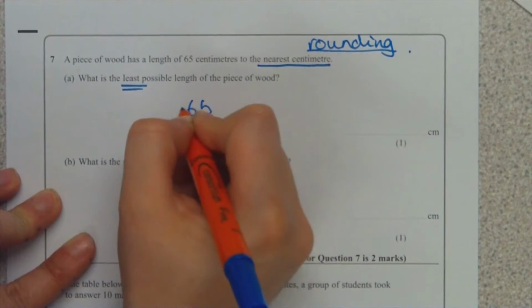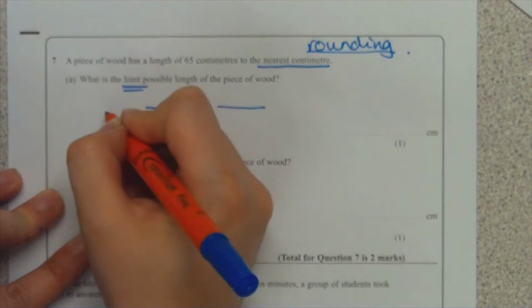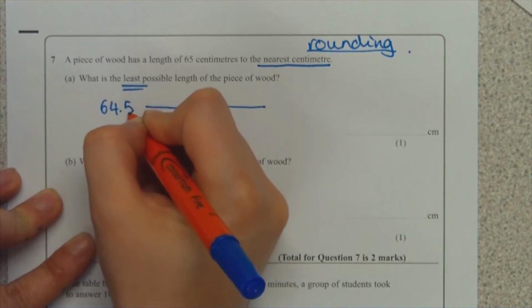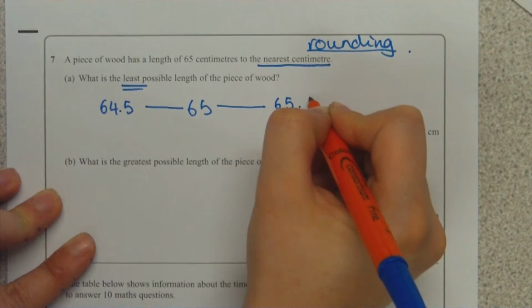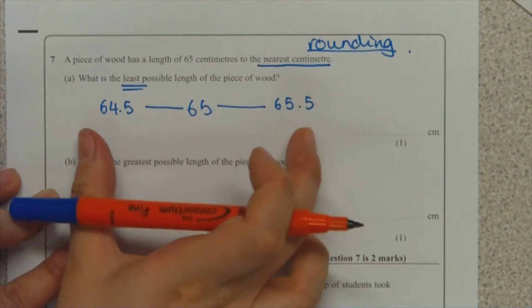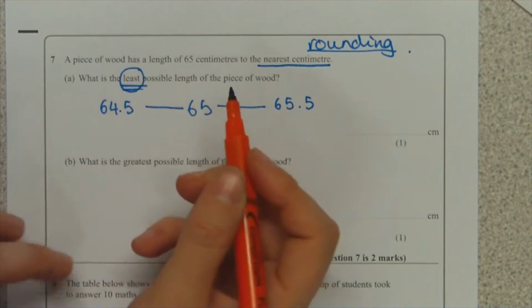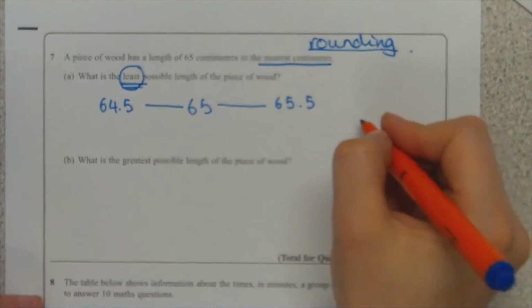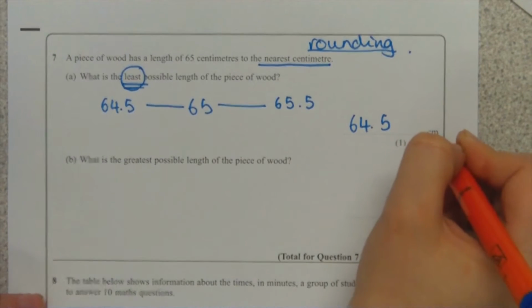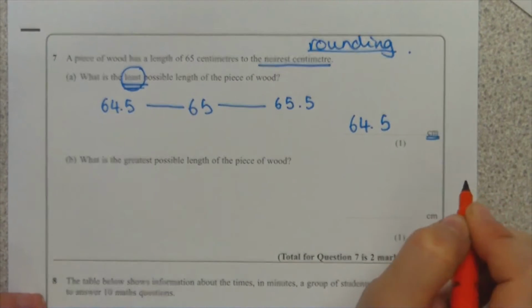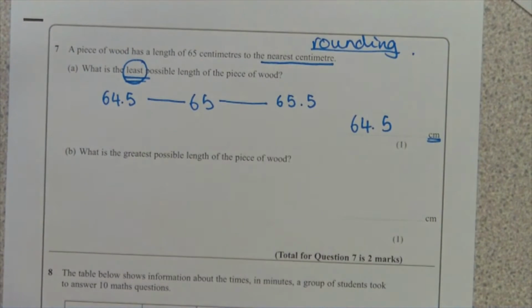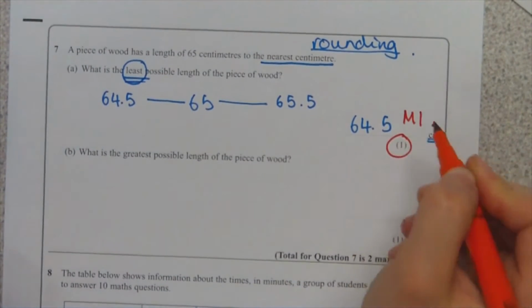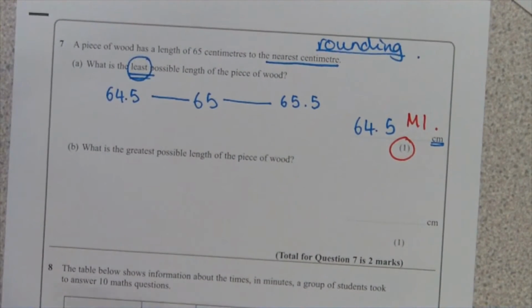If I've got something 65 centimetres, rounding to the nearest centimetre, 64.5 and above, or below 65.5, is my range. That's my 1 centimetre range. So my least possible length of wood is going to be 64.5 centimetres. They've handily given us the units there, but if they're not there, you will need to write them. Because 64.4 obviously rounds down. That's a very simple 1-mark question. You just get that mark for writing the answer.